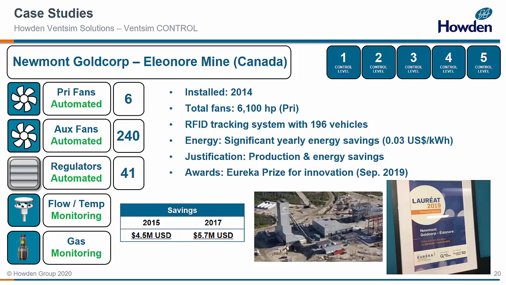Another example is the Newmont Eleanor mine, which has 5 levels of control, controlling 6 primary fans, 240 auxiliary fans, 41 airflow regulators, all of the associated monitoring of flows, temperatures, gases. They have 196 vehicles that have RFID tracking, and they have significant energy savings between $4.5 and $6 million per year. And last year they were awarded the Eureka Prize from the government for innovation with their ventilation on demand system.